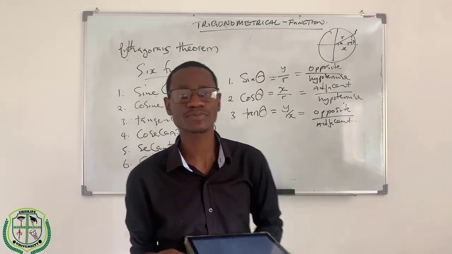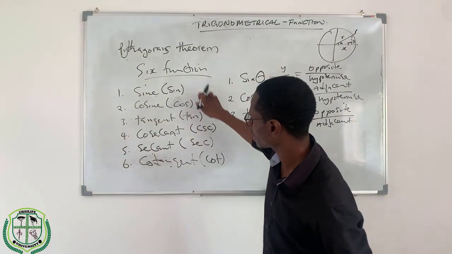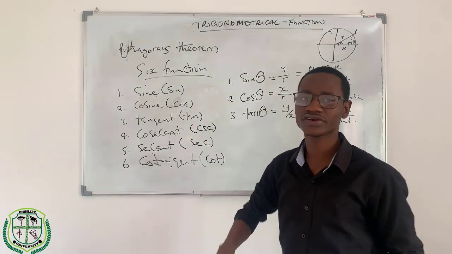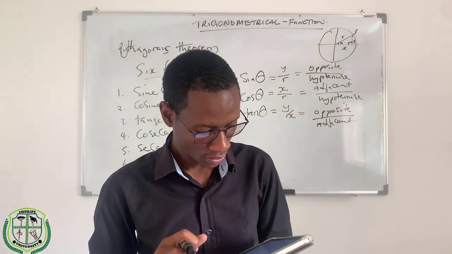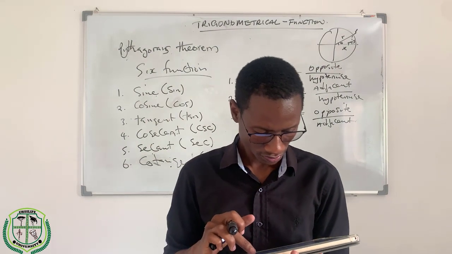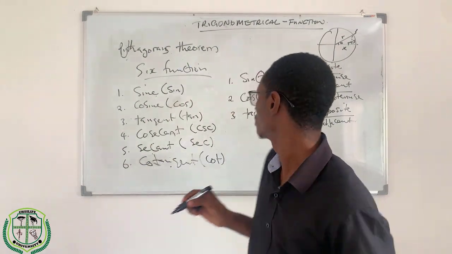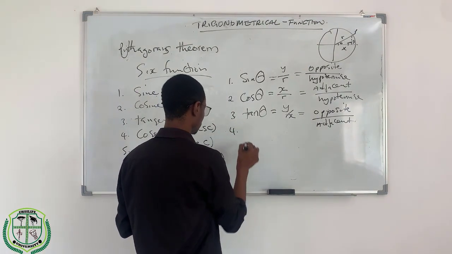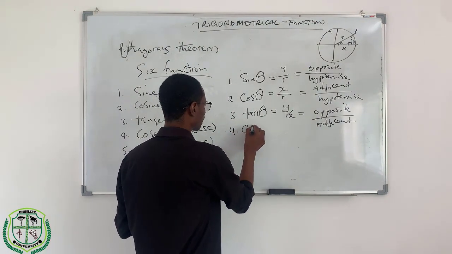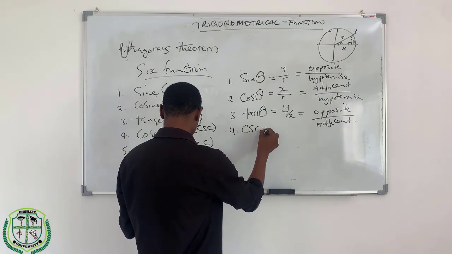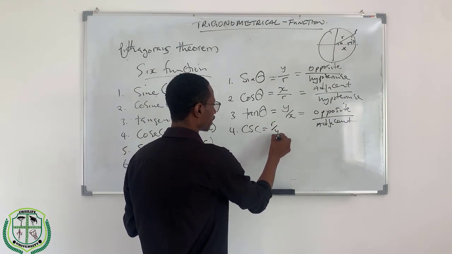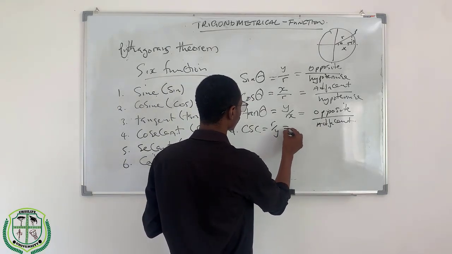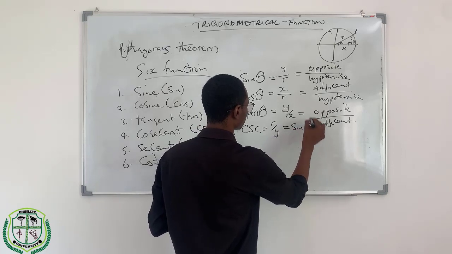Now we have what we call the reciprocal functions. The first three are the main functions, and the last three are the reciprocal functions. Now, the reciprocal functions, we have three of them. We have cosecant, which is given by r over y, which is the reciprocal of sine theta.